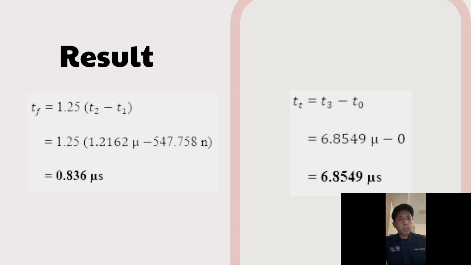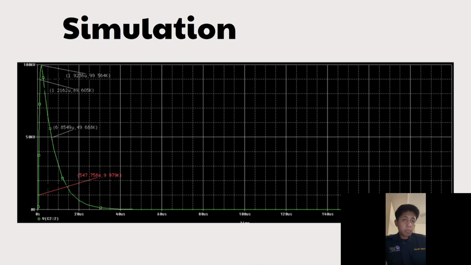For the simulation, we need to find out the reading from the calculation, which is this is T1, T2, and then V peak, and T3 equal to TT. For the TF, this one is near to VP and T2. So that's all from me.